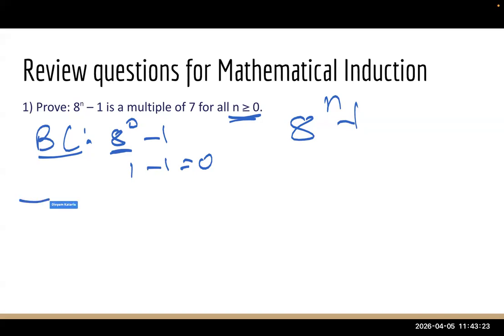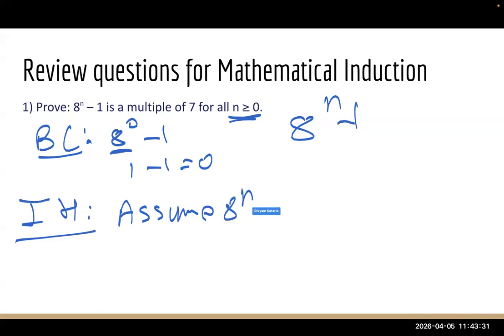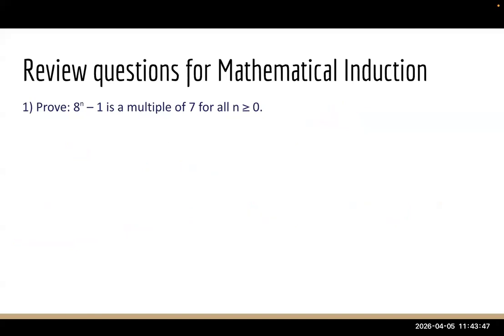Then the inductive hypothesis is we'll assume 8 to the power n minus 1 is a multiple of 7 for some value of n greater than or equal to 0. Now, after that, we'll perform our inductive step. In our inductive step, we have to show that 8 to the power n plus 1 minus 1 is also a multiple of 7. Now, how will we show that?